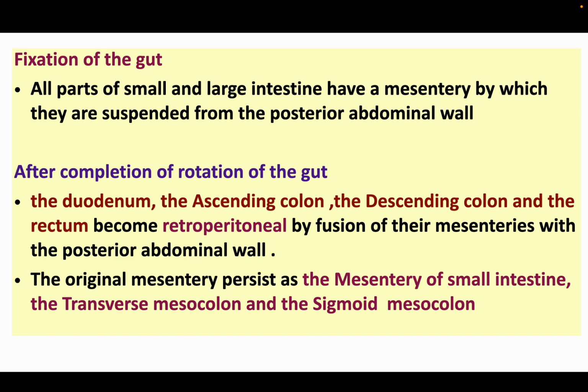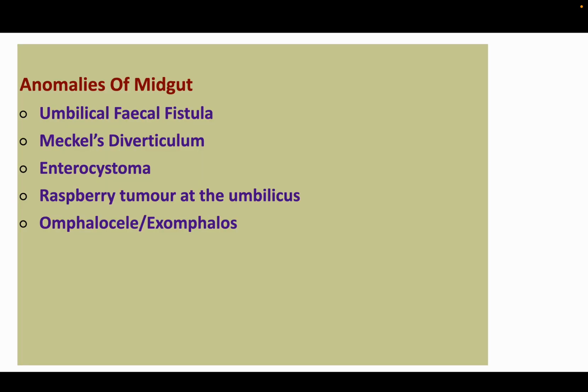So how? By fusion of their mesenteries with the posterior abdominal wall by the process of zygosis. The original mesenteries persist as the mesentery of the small intestine, the transverse mesocolon and sigmoid mesocolon. So in adult anatomy, we see the mesentery with these structures only, that is small intestine, transverse colon and sigmoid colon. Now these are the anomalies of the midgut, that is umbilical fecal fistula, Meckel's diverticulum, enterocystoma, respiratory tumor at the umbilicus and omphalocele.